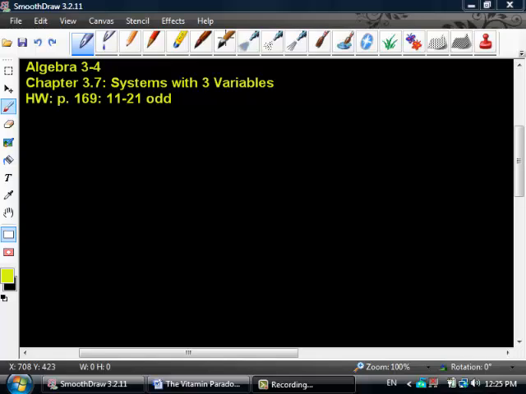Okay, chapter 3.7 is solving a system with three variables. This is what I collectively refer to as the mother of all the moves. This is taking three variables and solving for them. Basically, when you have a three-variable system, you need three equations to solve it. So let's take a look. The best way to do it is just to jump in.